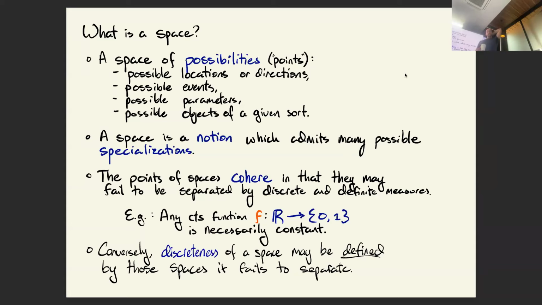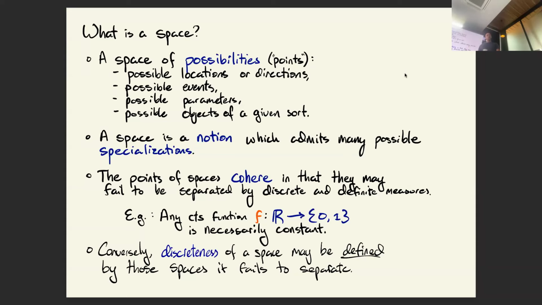Right, the points of a space cohere in that they may fail to be separated by discrete and definite measures, right? Or they may be connected by paths. So why do paths help points cohere in this sense? Well, if you take any continuous function from the real line to a discrete set, like a two-element set, then it must be constant. And so we cannot give a continuous separation of the real line into two discrete classes, right?